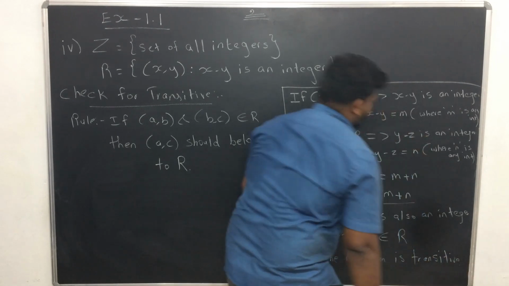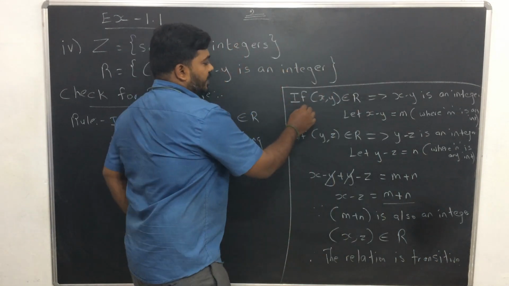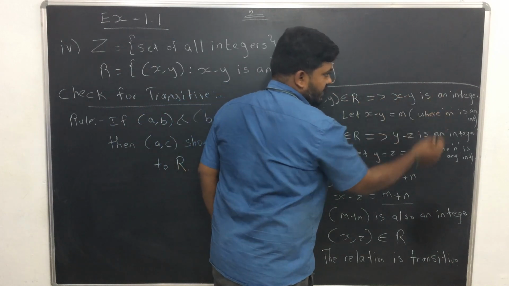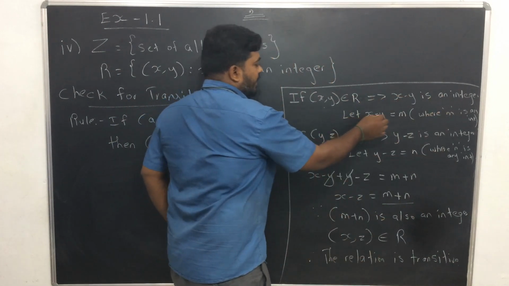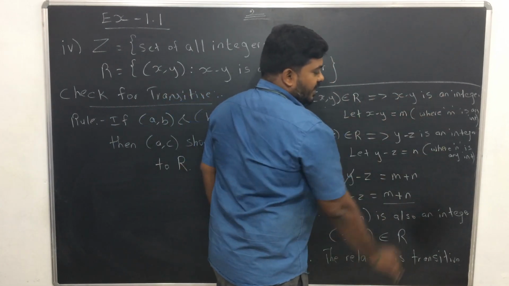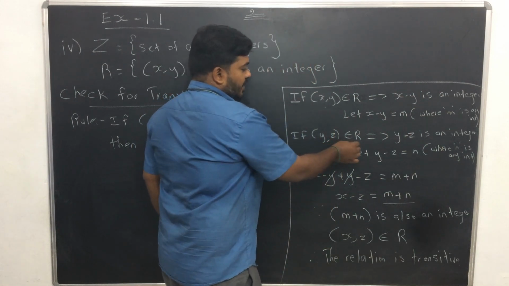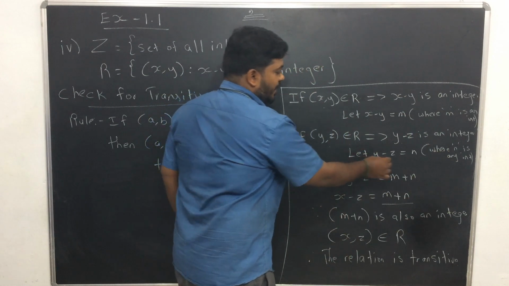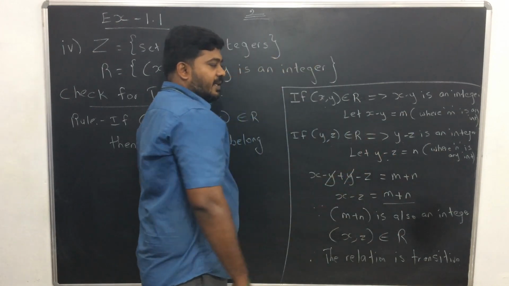So, how did we start? We started off by writing: if x comma y belongs to R, then it implies that x minus y is an integer. We assumed x minus y to be m, where m is any integer. If y comma z belongs to R, then y minus z is an integer. Then we assume y minus z to be n, where n is an integer.